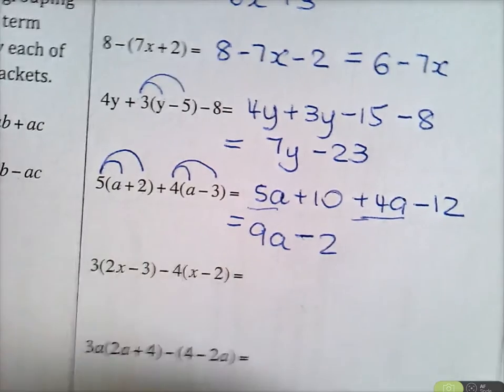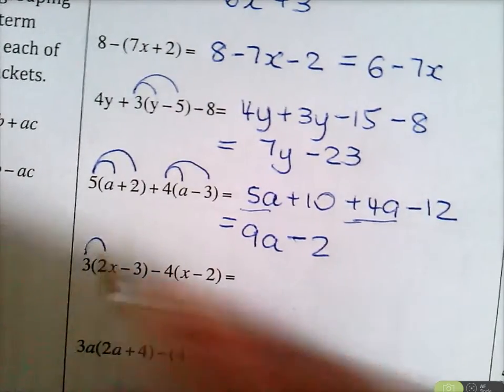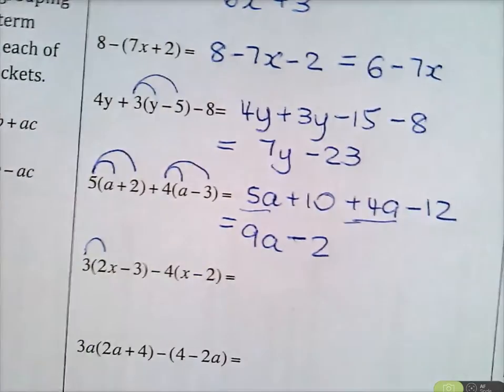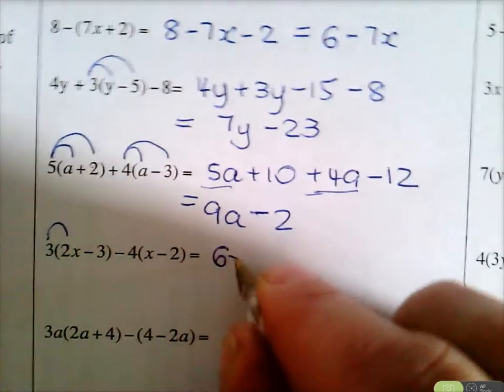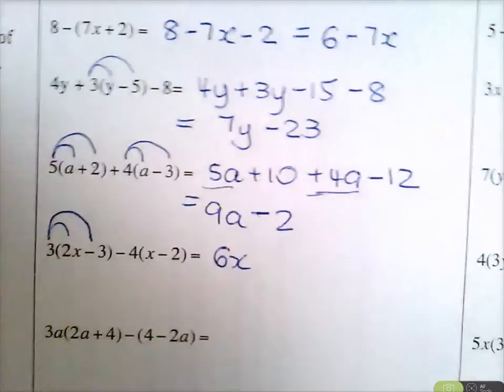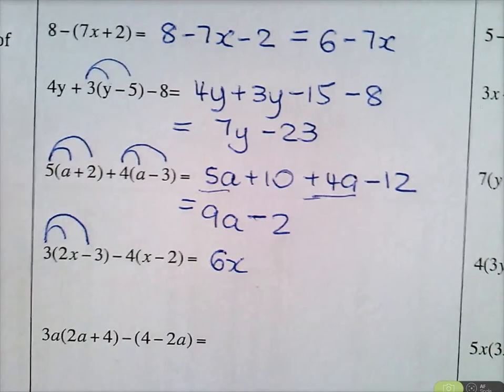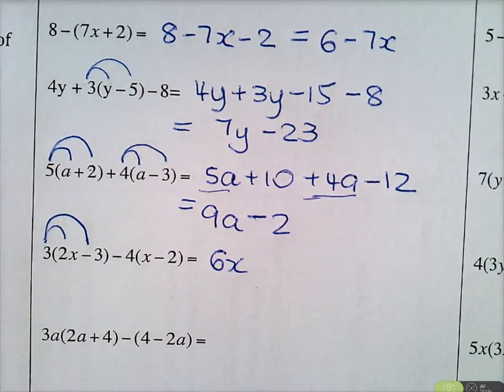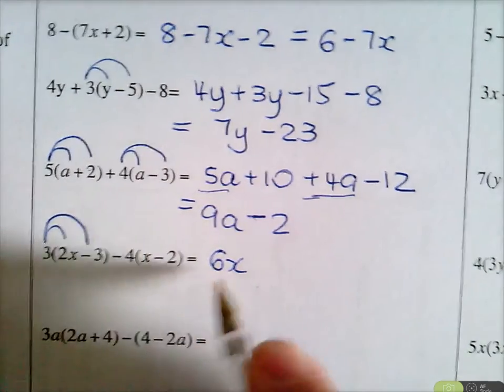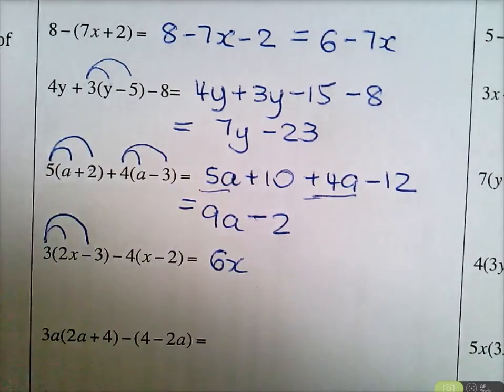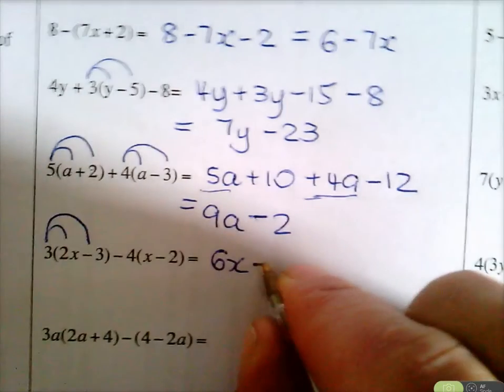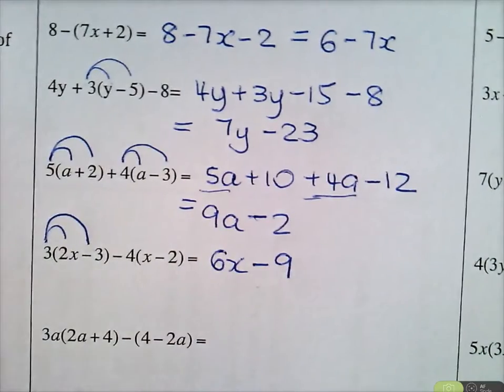Okay, the next one, girls. We're just going to do it like this. 3 times 2x is what? 6x. Then it's 3 times. So basically, it's the term outside. Multiply it by each of the terms inside. So 3 times 2x is 6x. 3 times minus 3 is minus 9. Now, do not write a minus next.